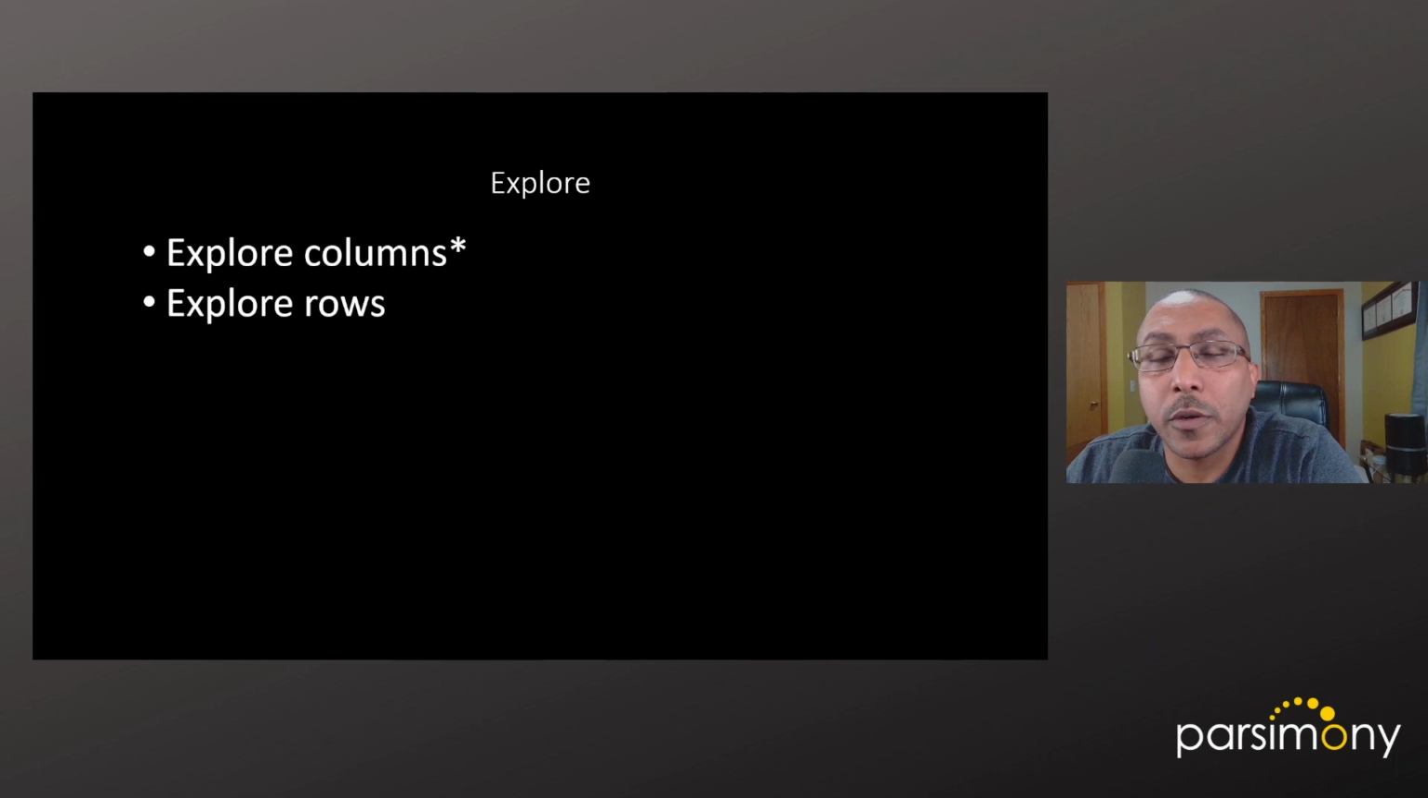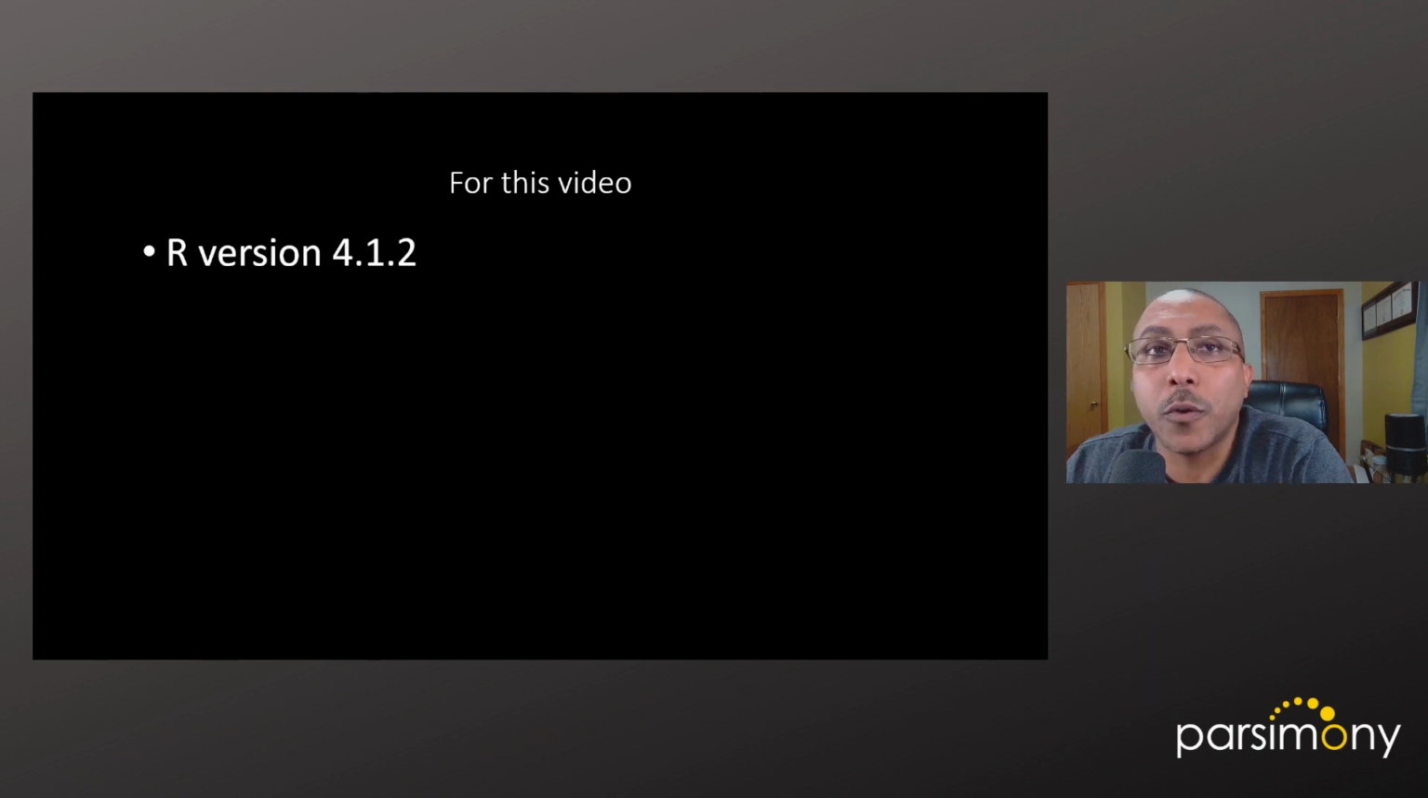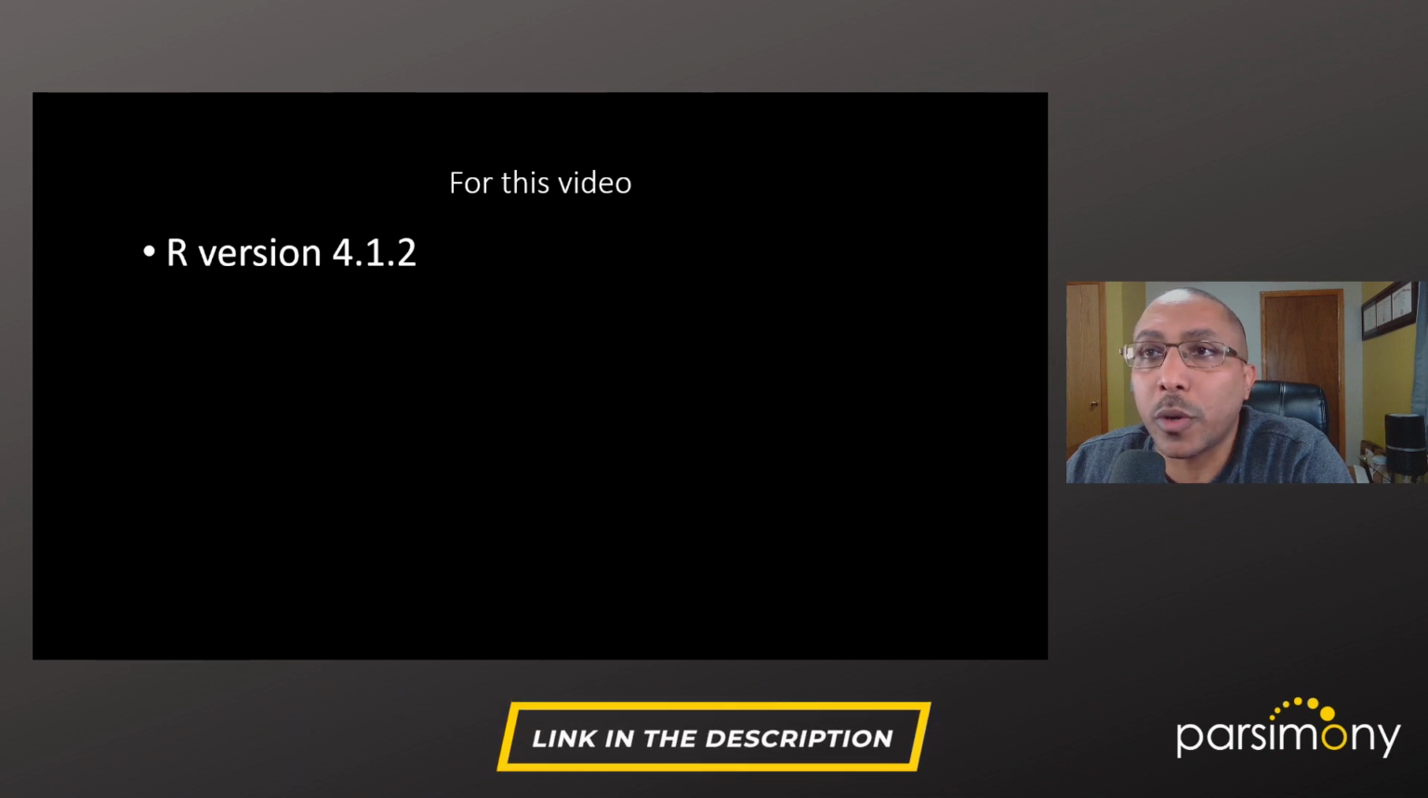And because your data are in a table format, you need to explore the columns and you need to explore the rows. The columns is what this video is about, and in particular it's about numeric columns that contain numeric data. Now for those of you that want to replicate what I'm doing, I'm using R version 4.1.2. If you don't know why that's important, take a look at the video that I created called Understanding R Packages, and I'll post a link with the code that I'm using in this video in the description of this video.